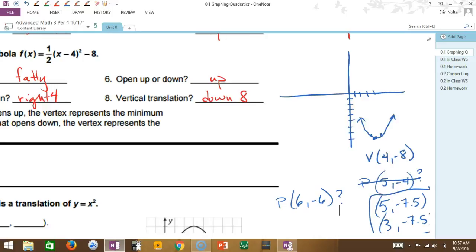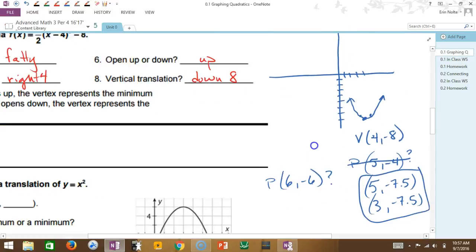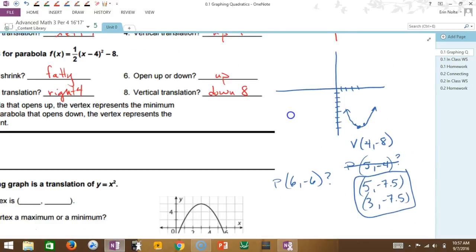So is she right? Yes. Now, did you do it that way? Did you plug and chug? I kind of went up 4. I did 4 times a half, which is 2, and so then I went up 2. Whoa, that kind of hurts my brain a little. Yeah.